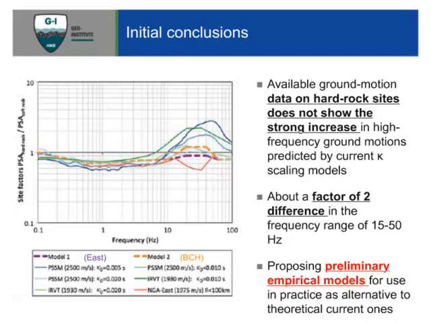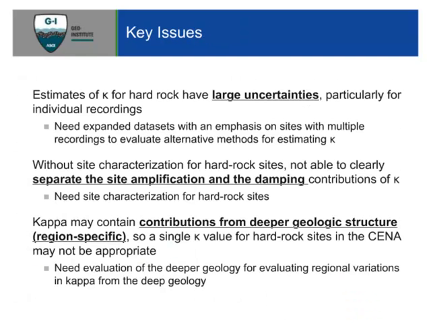So these are preliminary empirical models that we propose for use in practice as alternatives to the currently used theoretical, or if you will, analytical ones. So basically, this case study came up with these suggested factors, but it has practically opened a bit of a can of worms. There are a lot of issues jumping at us: the big uncertainties and the scatter in the data, the difficulty in separating the two mechanisms of amplification and pure damping. There are other things we don't even have the time to mention, like possible contributions which are region-specific.